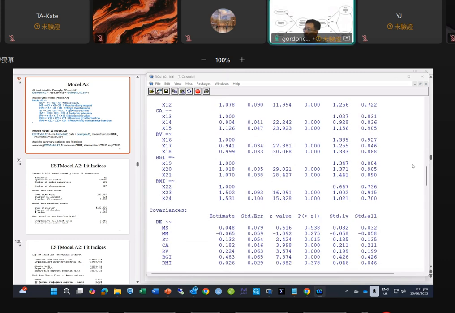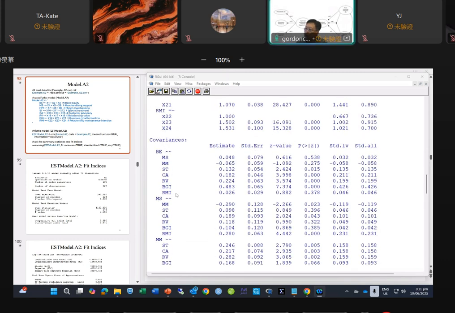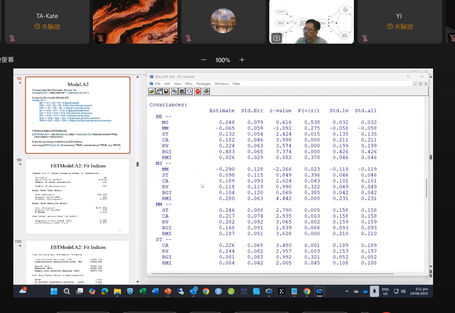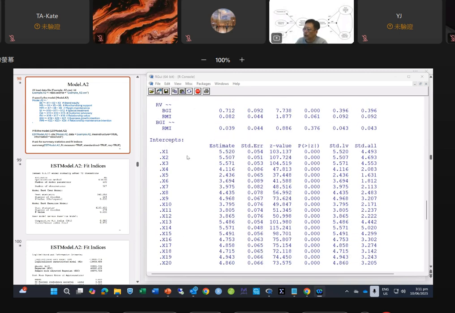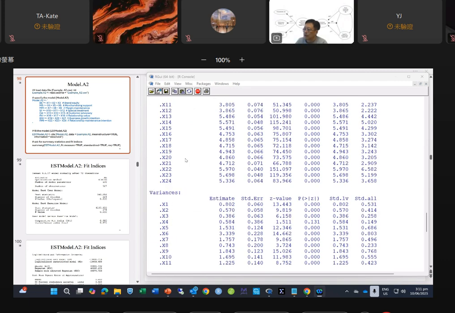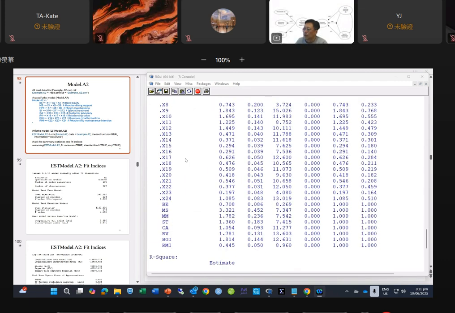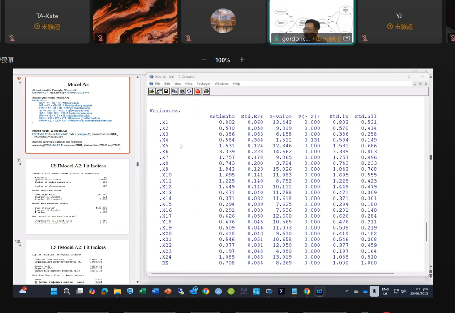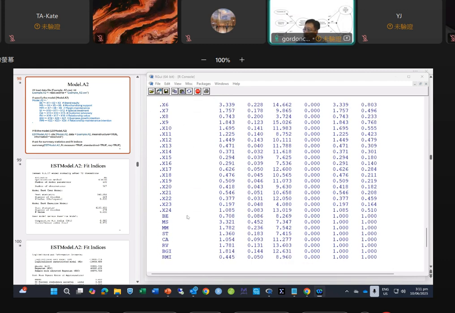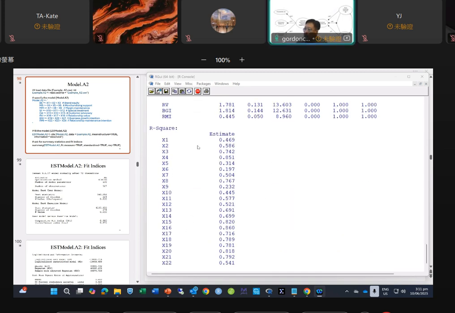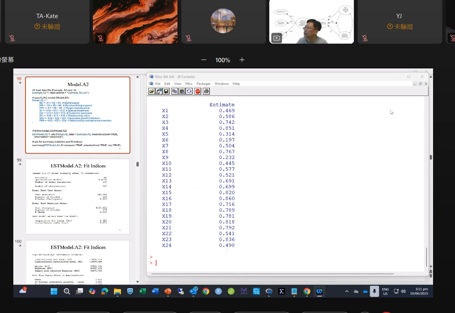So you get the factor loadings, you get the covariance among the 8 factors. The last column, the standardized all, becomes the correlation among the 8 factors. You got the intercept. You got the variance for the items. These are residual variance, and we got the variance for the 8 latent variables. We also get R squared. We'll talk about this later.